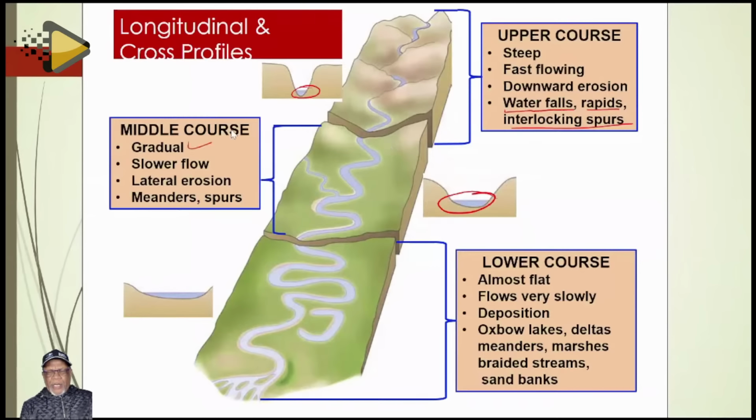The gradient is gradual. The river flows slower because it's no longer as steep as in the upper course. And there is lateral erosion. Lateral erosion means sideways erosion. It means the river valley is becoming wider.